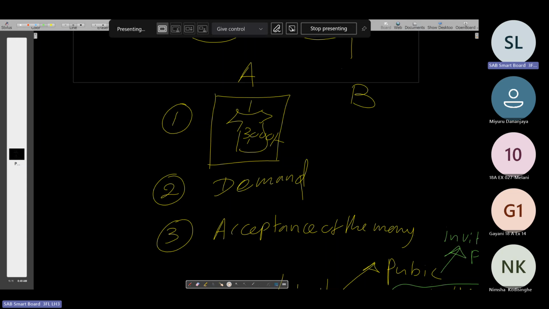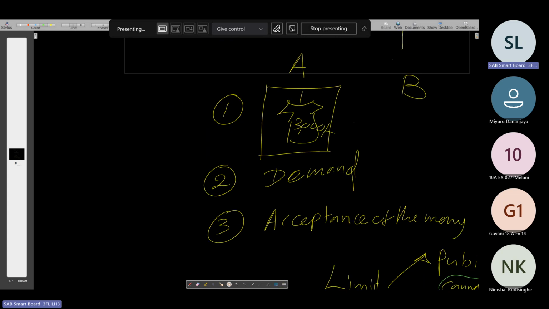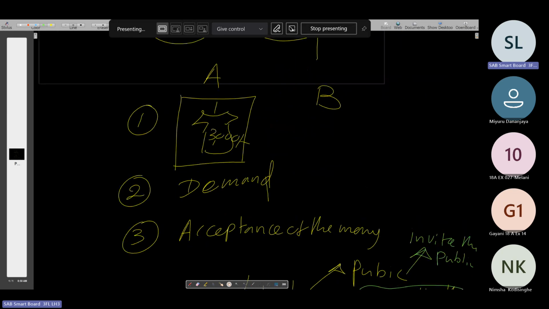In a company, in order to raise the share capital, they can invite the public to purchase the shares. Then that company has to take these 3 steps. So, in order to invite the public to purchase the shares, first of all, the company has to publish an advertisement in a newspaper. That is the first step that we can identify: advertisement published by the company.